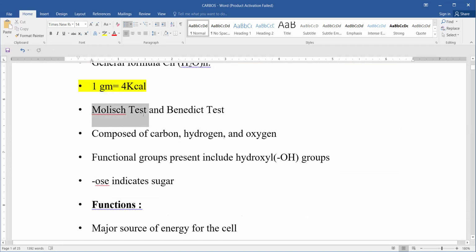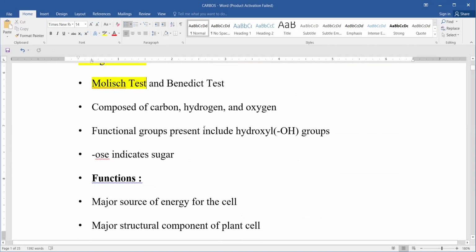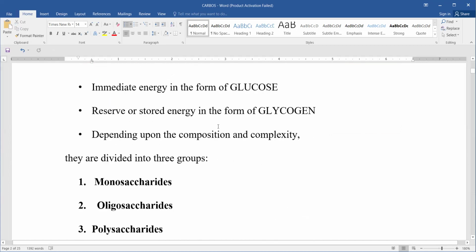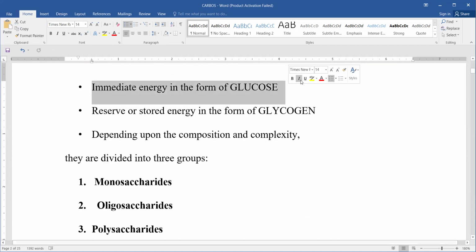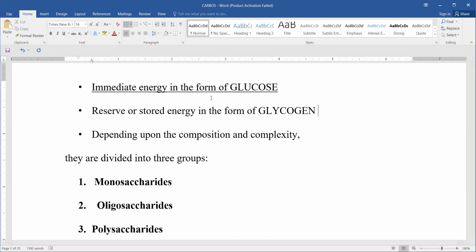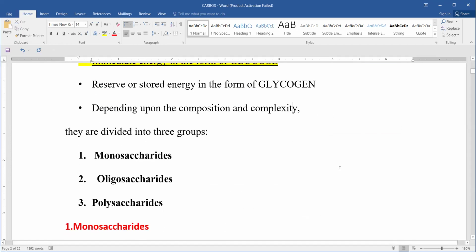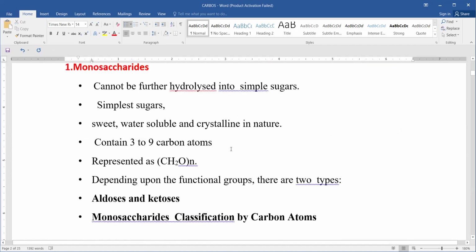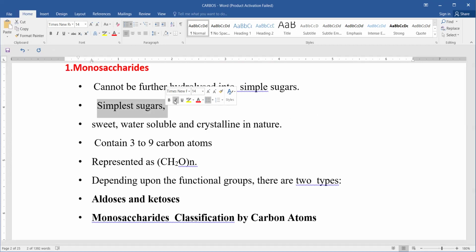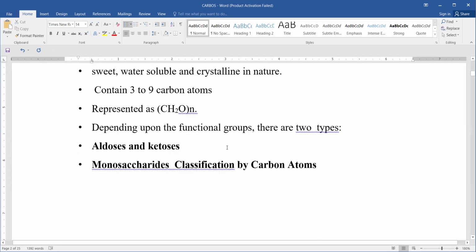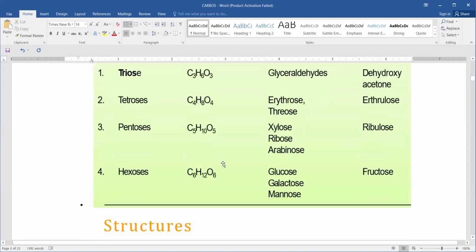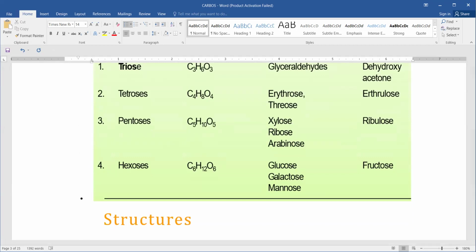And Molisch test is the most general identification test, right? And glucose is the immediate energy compound. Glycogen is the reserve food material for animals. The simplest sugars are monosaccharides. Aldoses and ketoses are the classification of the monosaccharides. Here you remember this one.